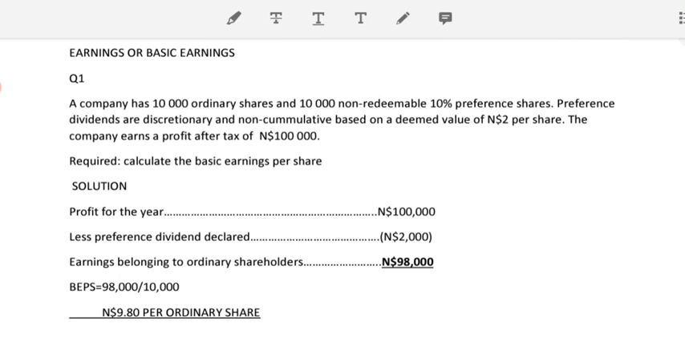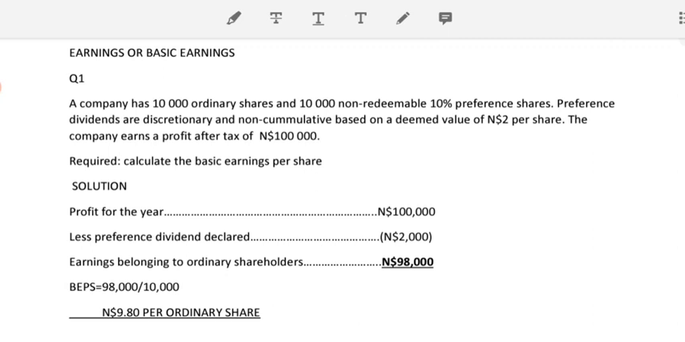We will start off with question one, and they say a company has 10,000 ordinary shares and 10,000 non-redeemable 10% preference shares, and the preference dividends are discretionary and non-cumulative, based on a deemed value of $2 per share. And they say the company earns a profit after tax of 100. Now we want to calculate the basic earnings, the earnings which belong to the ordinary shareholders.